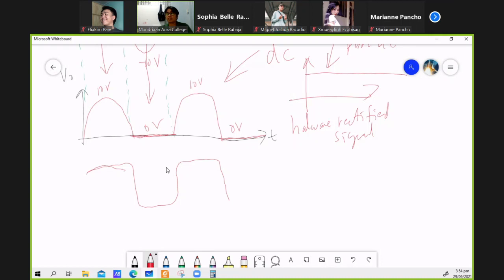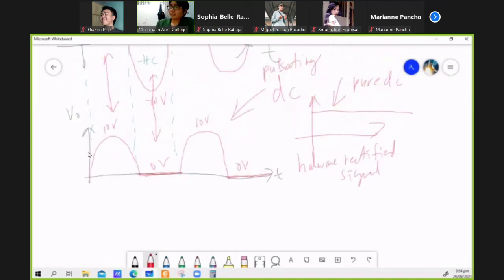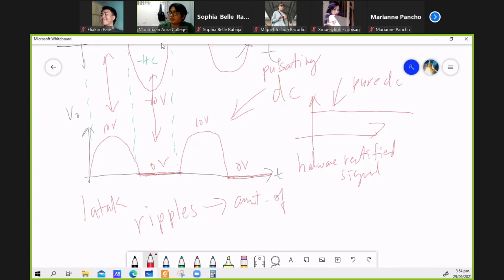Okay? So, which is undesirable kasi ang square wave, it introduces harmonics. Anyway, pagdating natin sa communications, malalaman natin harmonics na. Okay. So, this is a half-wave rectified signal. Nakikita nyo, di ba, meron siyang mga kurba. Ang tawag doon sa kurba na yun, or I'd like to call it latak, those are called ripples. Ripples are the amount of AC in a pulsating DC.